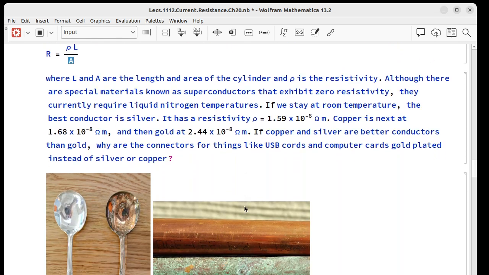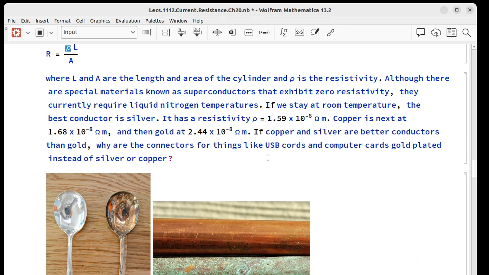Now, there are special materials known as superconductors that have zero resistivity, but we need liquid nitrogen temperatures to make that happen. At room temperature, the best conductor is silver with a resistivity of 1.59 times 10 to the negative 8 ohm meters, then copper at 1.68 times 10 to the negative 8, and then gold. Those are the best three.